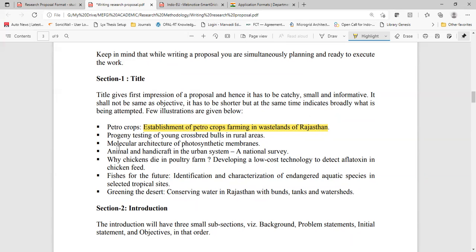Animal and handicraft in urban system, a national survey. That means you are going to do a national survey related to animals and handicrafts, particularly in the urban system. Urban system means cities. So you will pick 8 or 9 or 15 cities of India or your country, let's say, and then you will do a particular survey related to animal and handicraft.